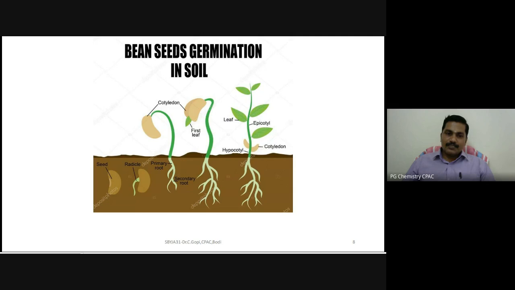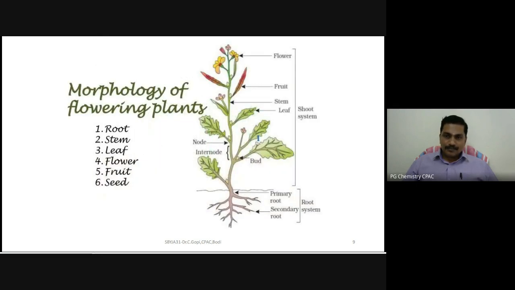So from the seed, the first part of the plant is the radicle, and you can find the plumule and cotyledons, and the baby plant will be released from the seed. So this is some part of the small plant: root system, hypocotyl region, cotyledon, young leaves, epicotyl, all those things. So this is the morphological character of flowering plants.